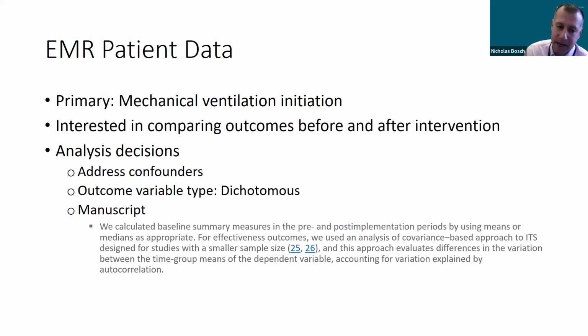So what we did from an analytic standpoint, we were interested in accounting for these confounders. That's why we used interrupted time series. Our outcome variable was dichotomous. Yes, no, did the patient need the breathing tube? And then here's what we wrote in the method section.